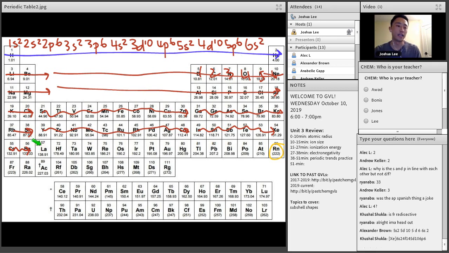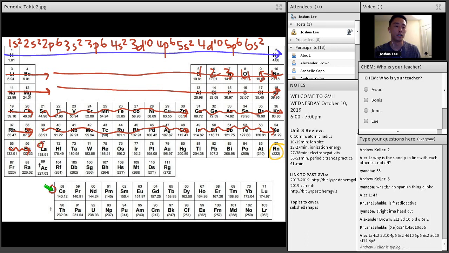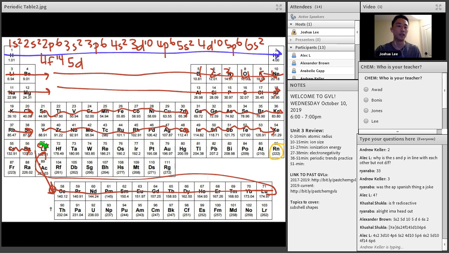This little asterisk is letting you know, hey, it's time to go to here. So after your 6s2, that's when you have to jump down to 4f. Go through the 4f. I'm going to just write it right here because I ran out of room. 4f14. Then once you get here, you're going back to here, which is 5d. 1, 2, 3, 4, 5, 6, 7, 8, 9, 10. So finish reading that. And then finally, 6p6. So that is radon.